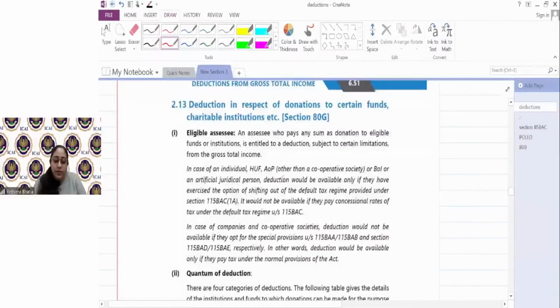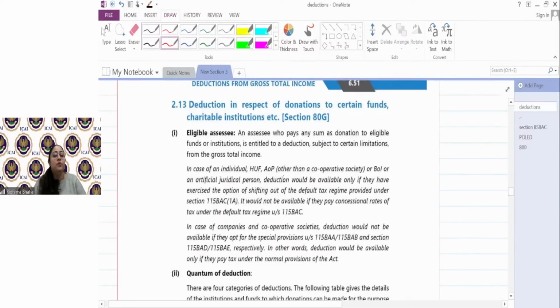Then we discussed 80CCC, that is for LIC insurance pension schemes. Again, that is also 1,50,000 maximum. Only an individual can claim. Then we talked about 80CCD, which is again for individuals, but that is for contribution to NPS, which has deductions in 3 sections. 80CCD subsection 1: 10% of salary or actual contribution, whichever is lower.